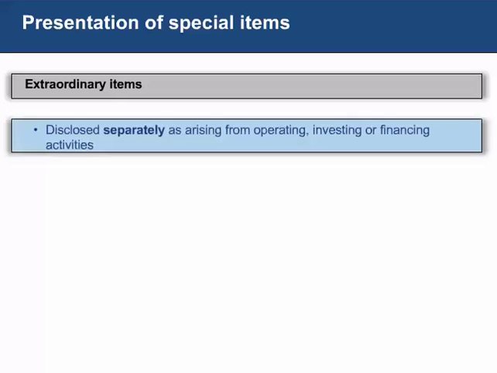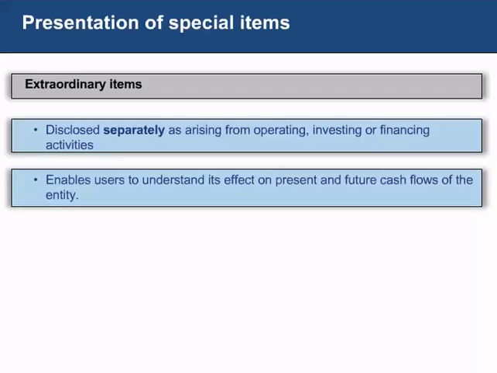Extraordinary items would generally carry the same meaning as given to them by Accounting Standard 5, which covers net profit or loss for the period, prior period items and changes in accounting policies. The extraordinary items are disclosed separately as arising from operating, investing or financing activities. Thus, if the extraordinary item relates to operating, then it should be classified as cash flows from operating activities, and similarly for investing and financing activities. This will enable the user to understand its effect on present and future cash flows of the entity.